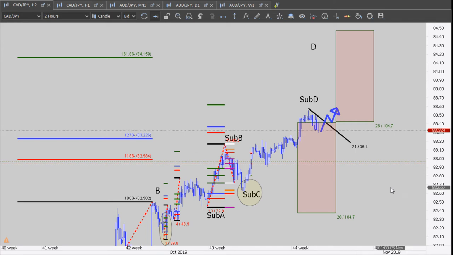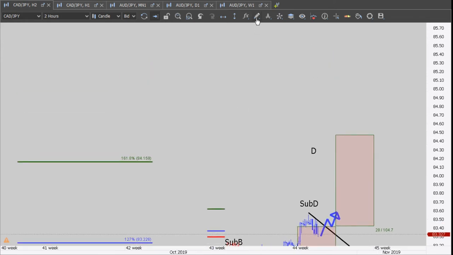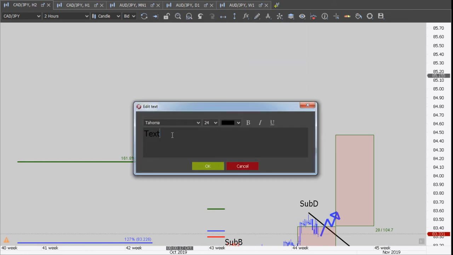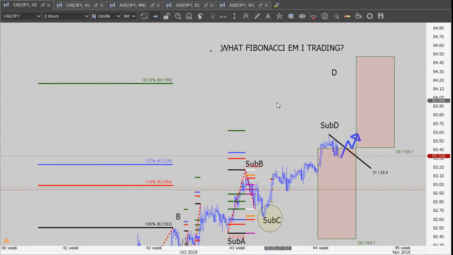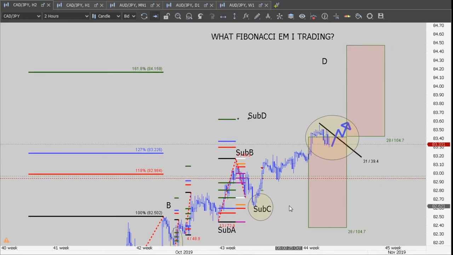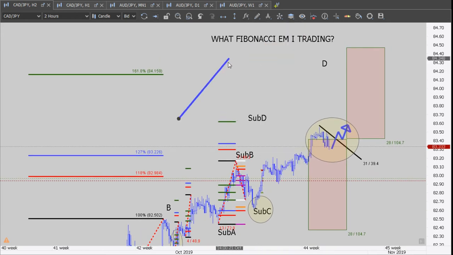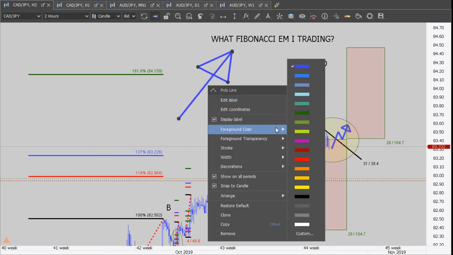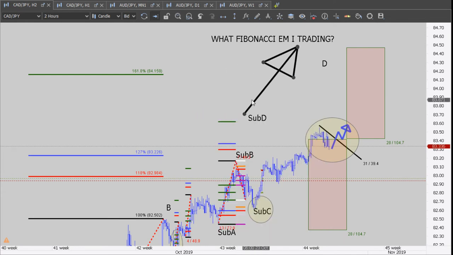And when this happens, everybody, you need to ask yourself, as a beginner Fibonacci trader, this is the most important question you should ask yourself: what Fibonacci am I trading? If you are going to enter here on the next counter trend and break, it's just an example, okay? Maybe not the best one. You should ask yourself, as a good beginner Fibonacci trader, what Fibonacci am I trading?